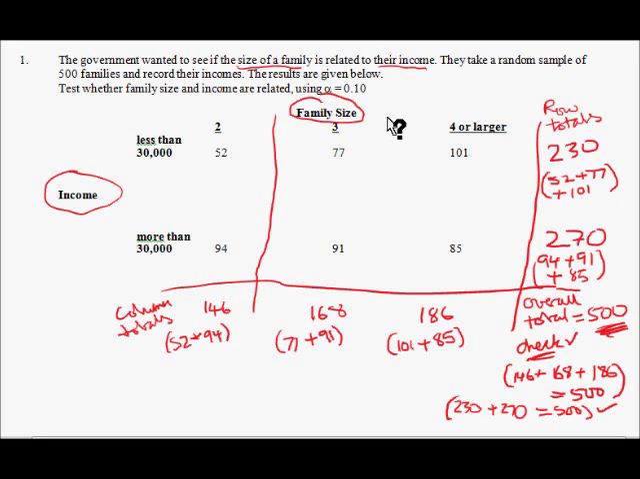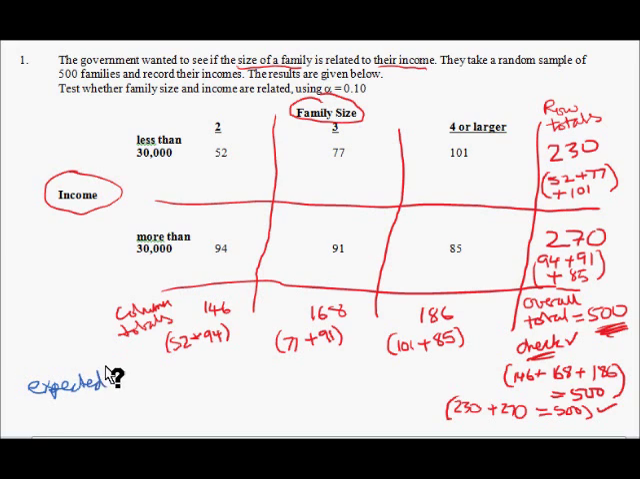So I'm going to break this up. These values given are my observed values. Now I want to get the expected values. If you remember at the top, we're told the expected value: you take the row total times the column total and divide by the overall total.